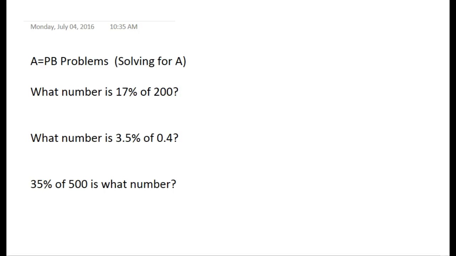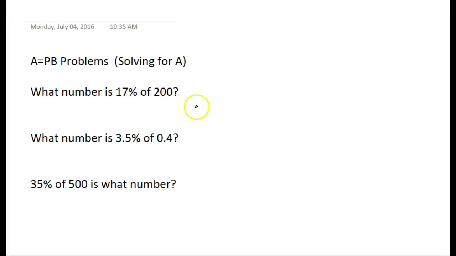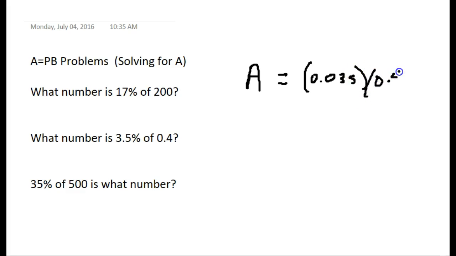Okay, on this next one, we're asking what number is 3.5% of 0.4? Simply, what number is... All right, so what number? That's my A. 3.5%, I need to put that in decimal form, 0.035. I converted 3.5% to a decimal times 0.4.